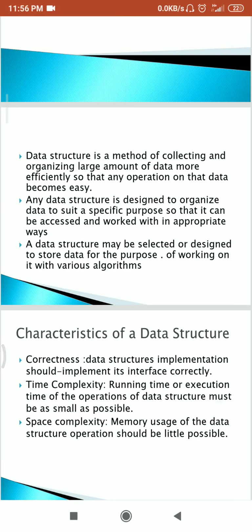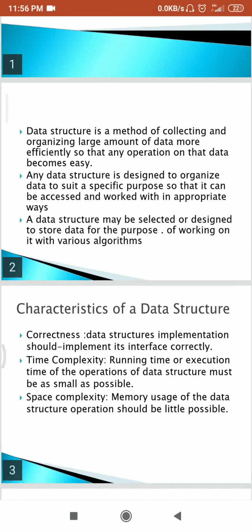And next one, a data structure may be selected or designed. Why are we selecting this kind of data? To store the data in the memory with a particular purpose. As already discussed, the data will be stored in the memory with a particular purpose, and for working on it with various algorithms. With data structures, we will also discuss some algorithms.